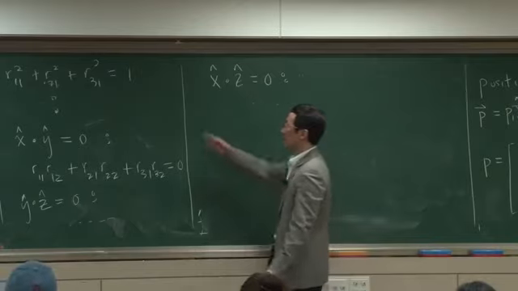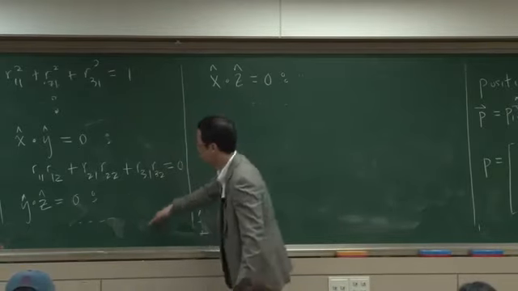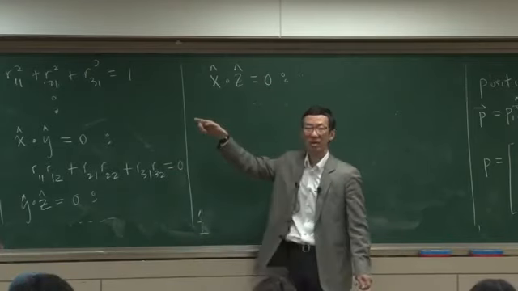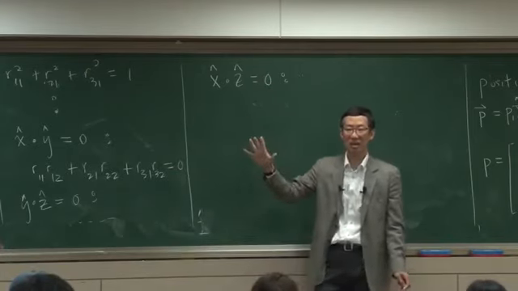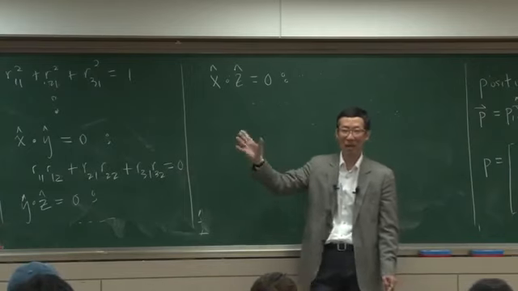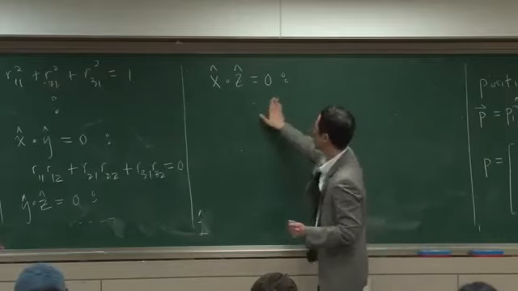So we have 6 constraints: 1, 2, 3, 4, 5, 6. So 9 parameters, 6 constraints: 9 unknowns, 6 equations, 9 minus 6 is 3. So 3 independent parameters. So 3 plus 3, 6. Okay, so that works. So we have these conditions on R.